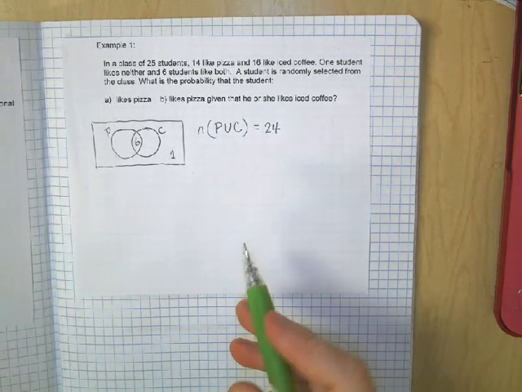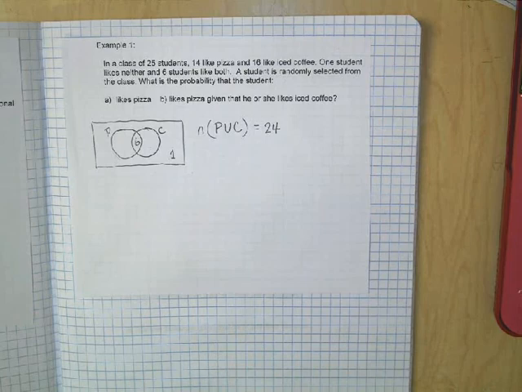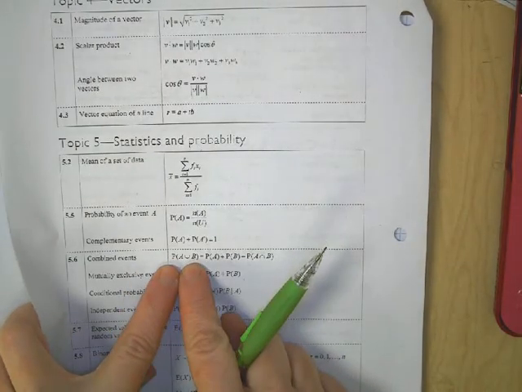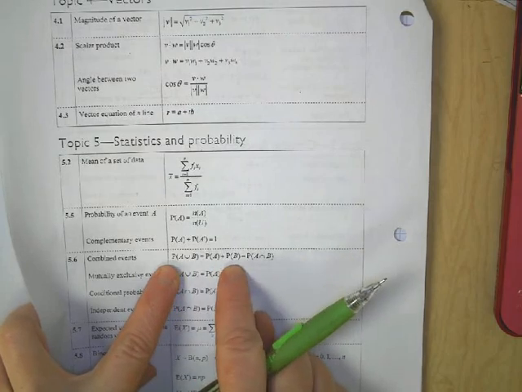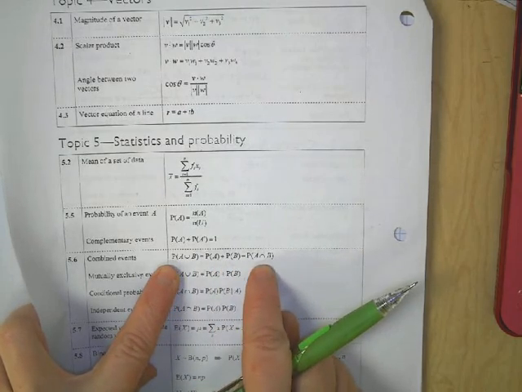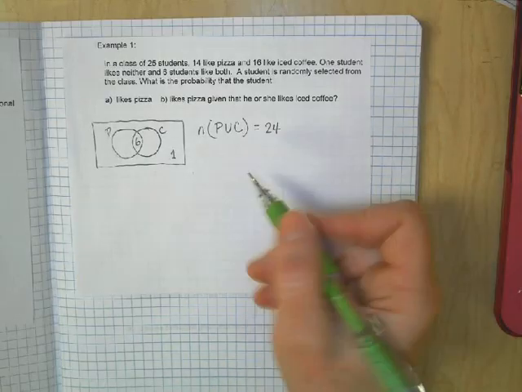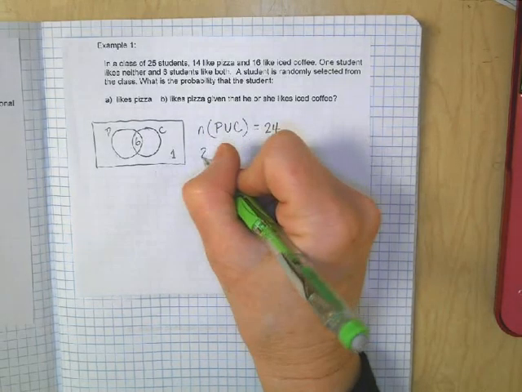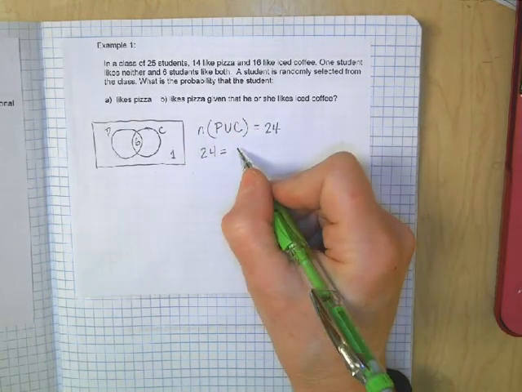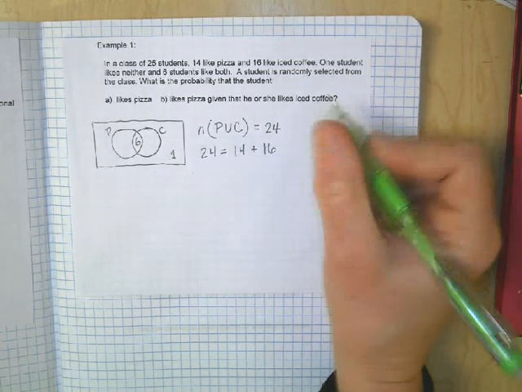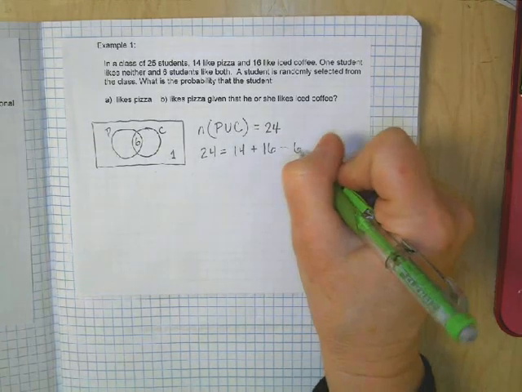So from our addition law, which is also in our formula packet, it's called combined events. The probability of the union is equal to the probability of A plus the probability of B minus the probability of the overlap. We could show that actually works, right? So 24 is equal to the number that likes pizza plus the number that likes coffee minus the overlap.